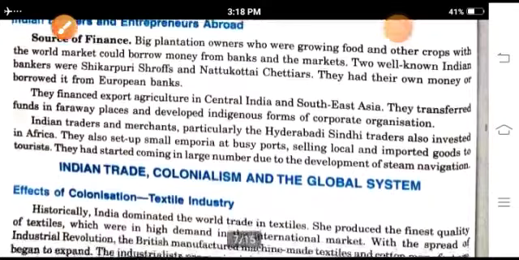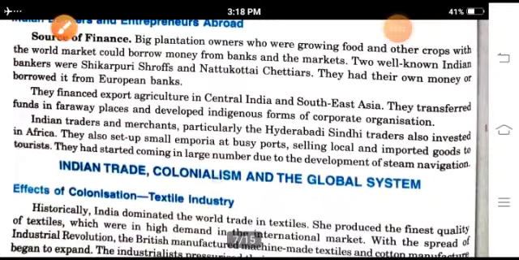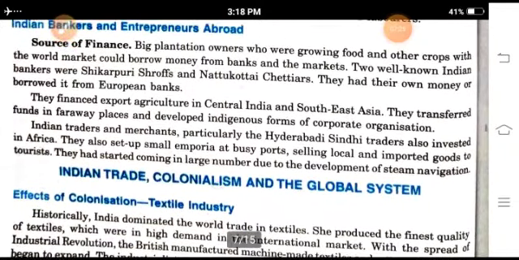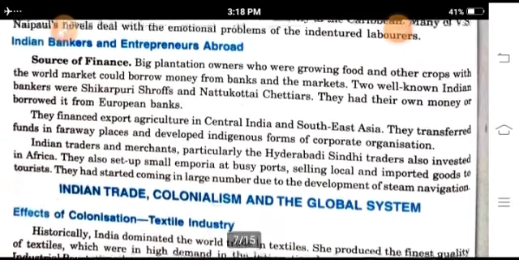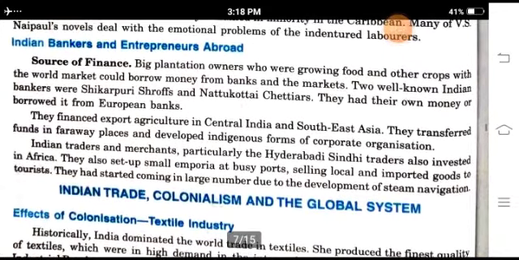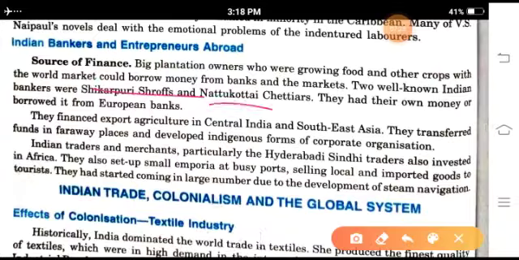It was a cruel system. It was abolished in 1921, and the descendants of indentured laborers were called coolies. They remained a minority in the Caribbean, and many novels deal with emotional problems and indentured labor.